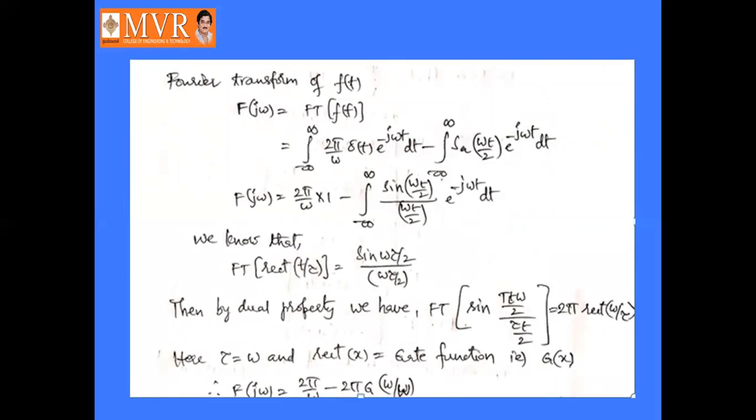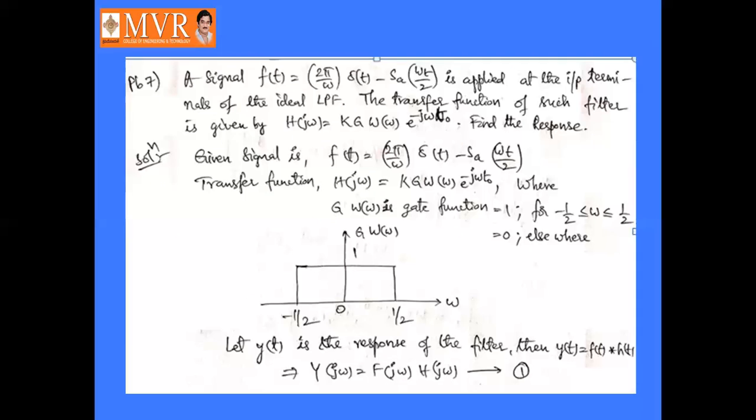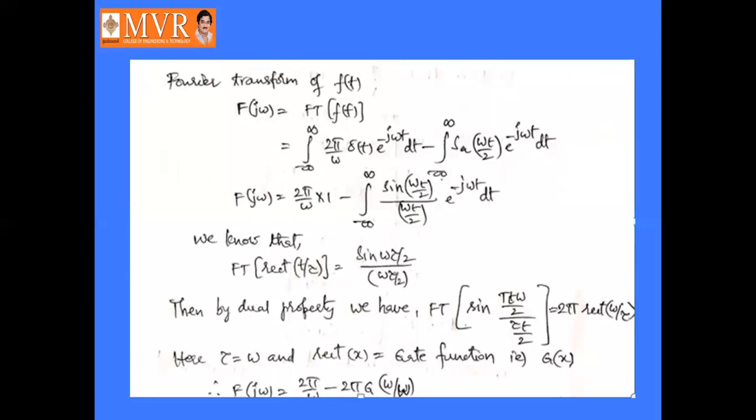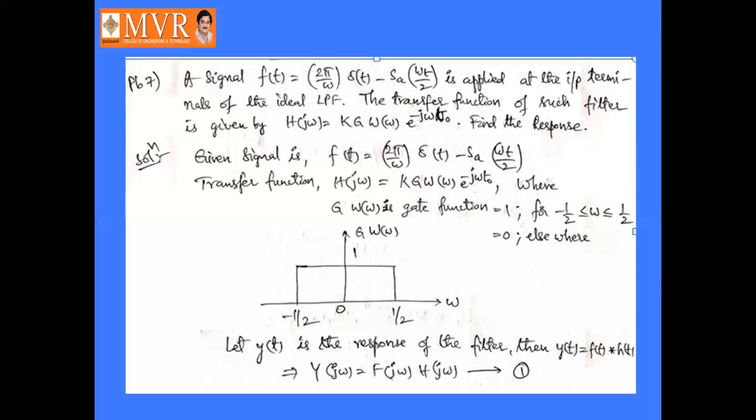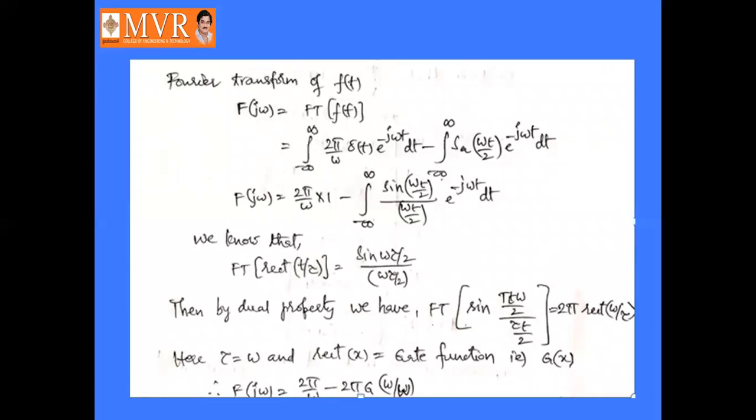Fourier transform of f of t, that is F of j omega, is equal to the integral from minus infinity to infinity. What is f of t given? That is 2 pi by omega into delta of t minus Sa of omega t by 2. So 2 pi by omega into delta of t e power minus j omega t dt, minus the integral from minus infinity to infinity of Sa of omega t by 2 into e power minus j omega t dt. Right? Okay, F of j omega is equal to 2 pi by omega into the integral from minus infinity to infinity of delta of t e power minus j omega t dt.